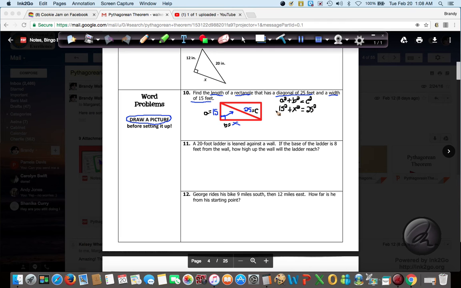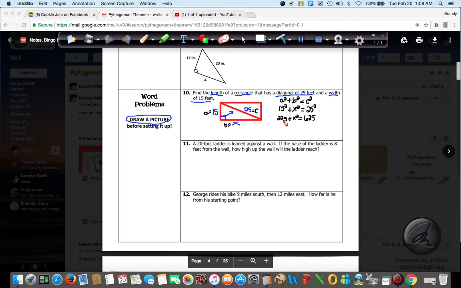Now go through. Once we've drawn our picture and labeled it and then had our formula and plugged in our known numbers, the things we know, now we can do some math. 15 squared is 225. X squared we don't know. And I just have this memorized. Feel free to put it in your calculator. 25 squared is 625. Again, we don't have x squared by itself, so we need to get rid of what's on the same side.